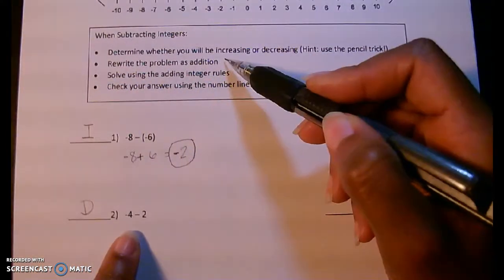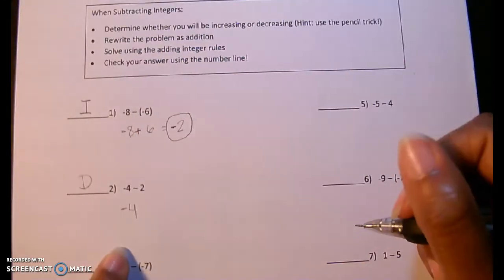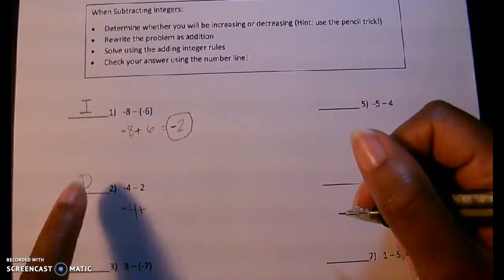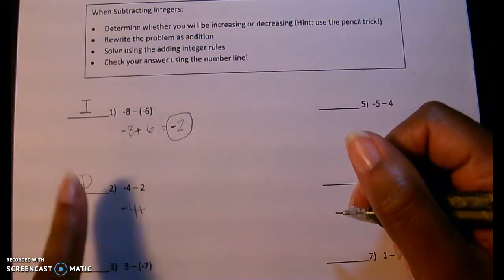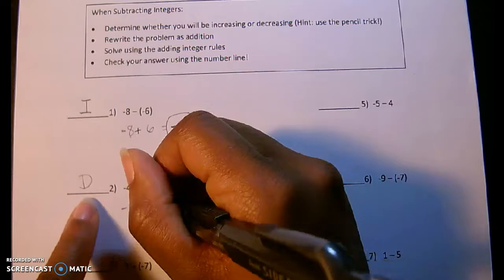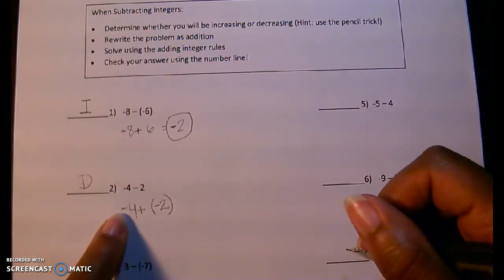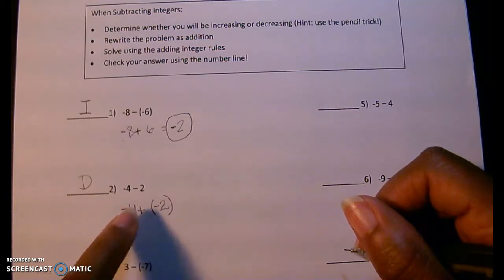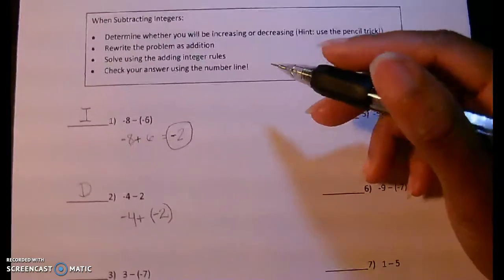When I rewrite my problem as addition, I'm going to first write my starting number plus I am decreasing. How many times? I'm decreasing 2 times. So that's going to give me negative 2. Okay? So I now have as an addition problem negative 4 plus negative 2.